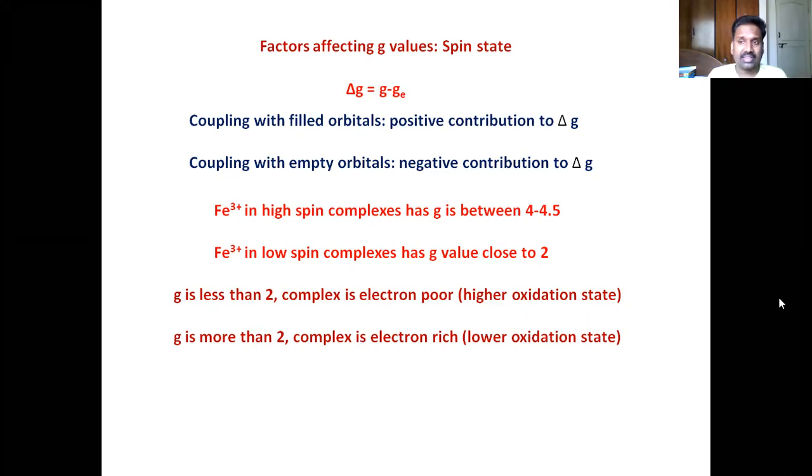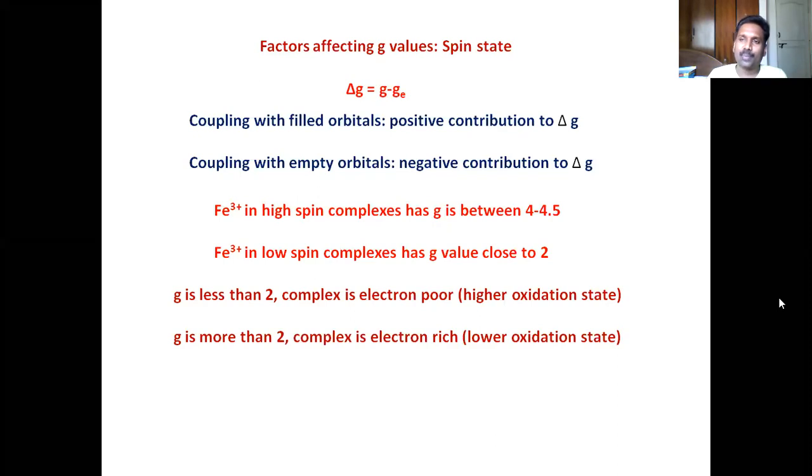So these are the two factors, the spin states and the oxidation states, which influence the G value. And of course, I don't mind repeating this again. Why is G value so important for us in our discussion? Because it is the chemical shift equivalent of NMR. It is the G value which characterizes your spectra, basically.